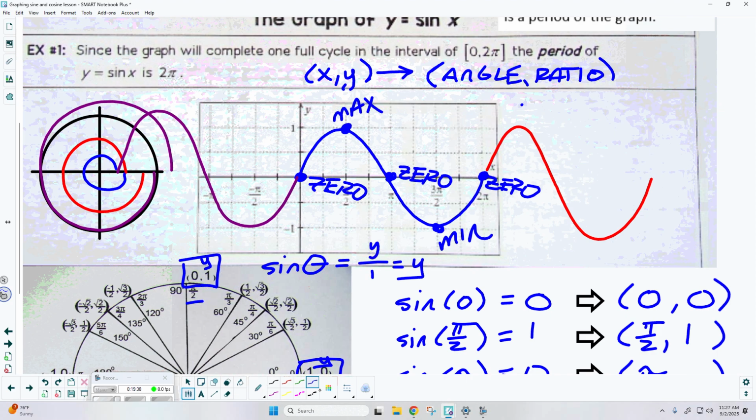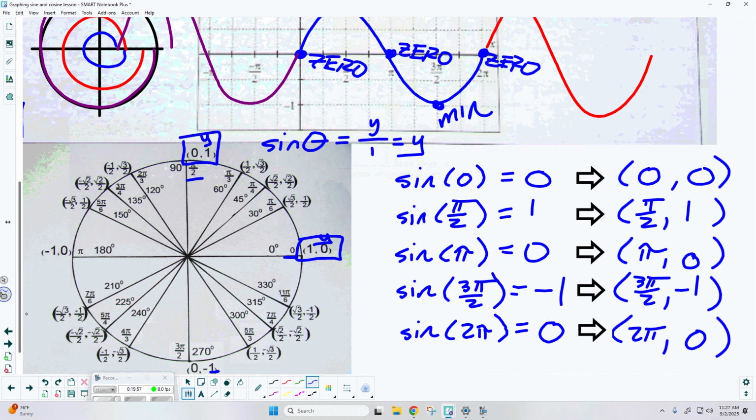Okay. Sine's parent will always start at the origin. Now notice I said parent, because once we start transforming these, then it could start anywhere. Okay. All right. So any questions about how I got that graph? That's not too bad, right? Yeah. Sure. Right there.